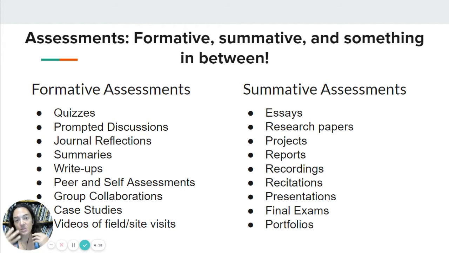Collaboration, right? So these are all things that are built or designed to build and to develop. Summative assessments, things like essays, papers, projects, a final, a recitation, a presentation, a portfolio. These things are really meant to evaluate what has happened over the course of that unit or that course.